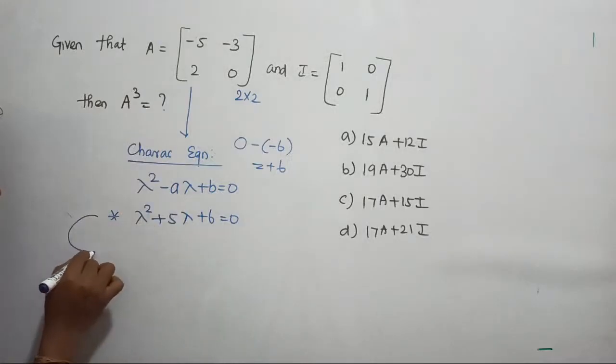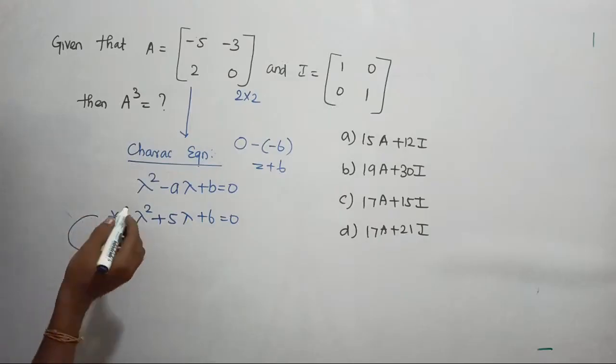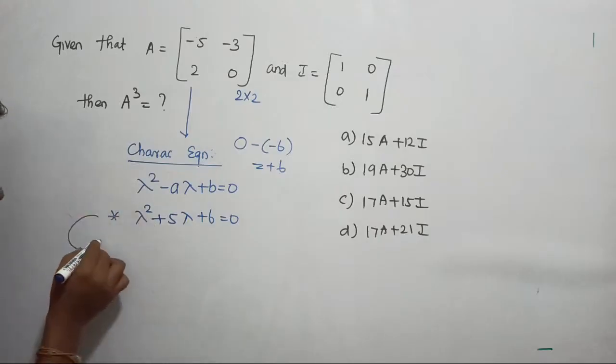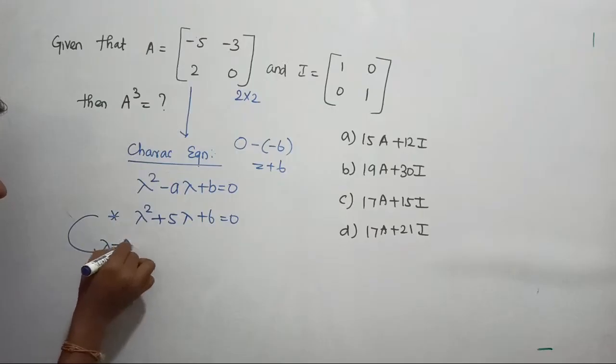So from this, our next step: every characteristic equation will satisfy its own matrix, in the sense lambda will be replaced by the matrix A.